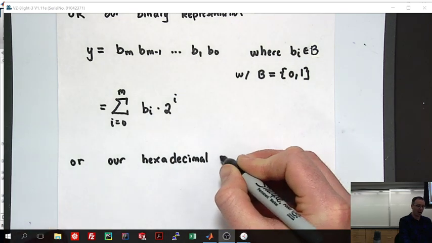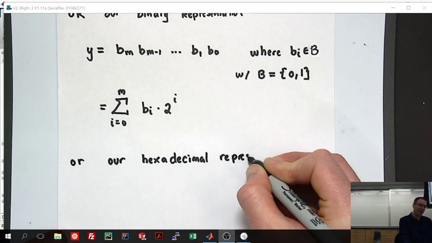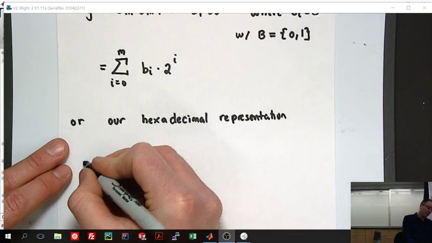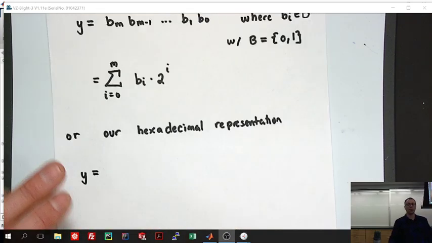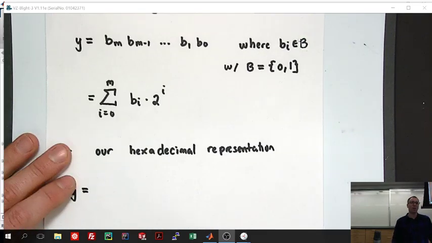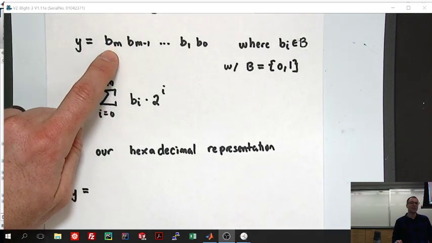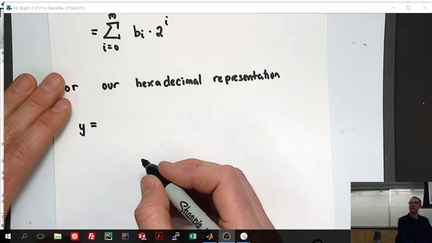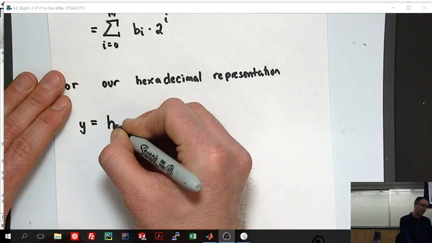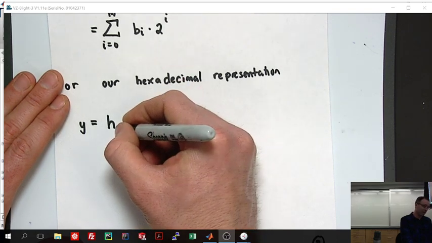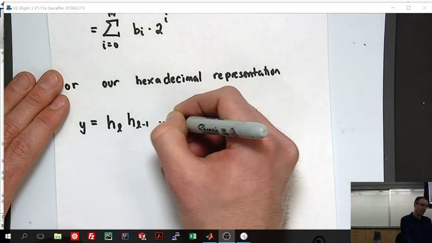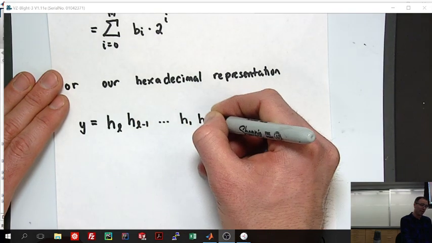Yeah, we had this thing called the hexadecimal representation. And we did a little bit less work here, but I think it's important to remind ourselves. And we'll do some data class analysis in just a second. We're just doing our review. Hexadecimal, do you remember the symbols that we use for that? H sub L, H sub L minus 1, all the way down through H1, H0.